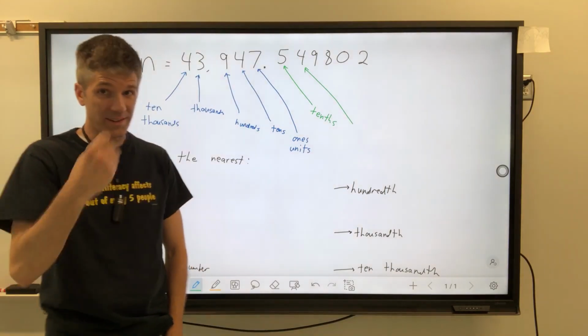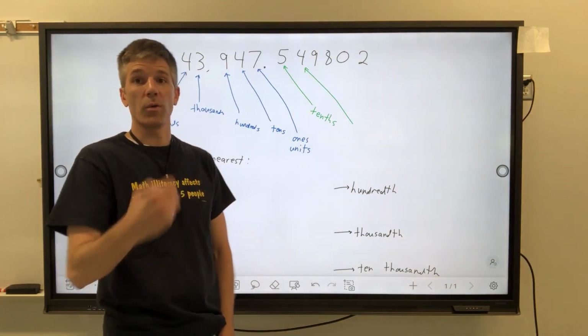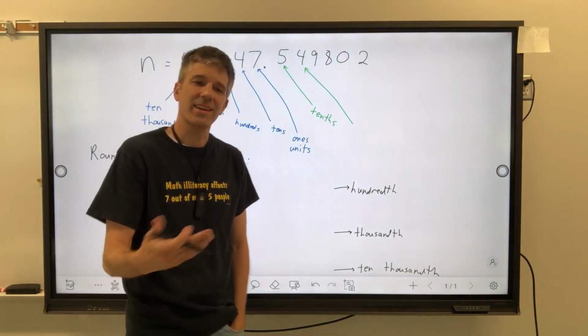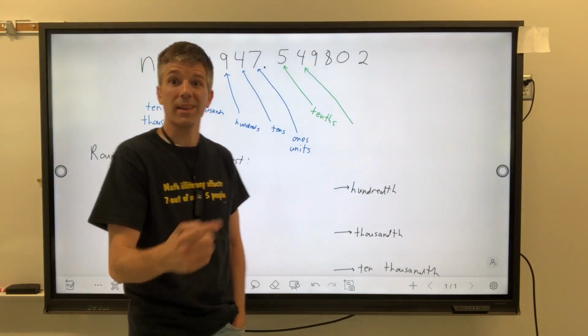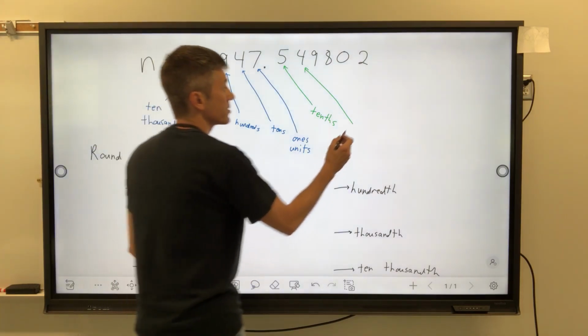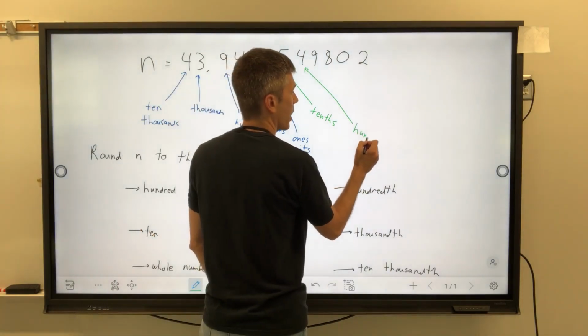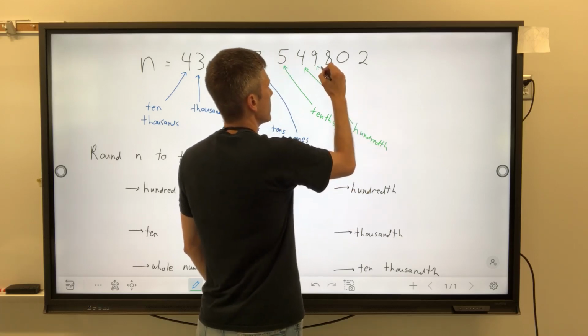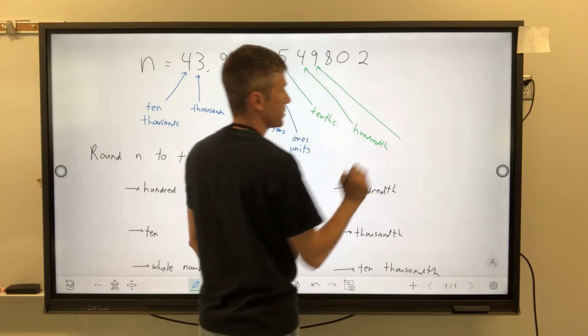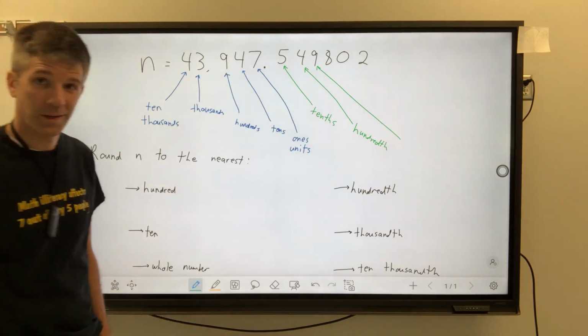1/10 of 1/10 would be 1/100th. Think about it like money. 1/10 of a dollar would be a dime. Well, 1/10 of a dime would be 1 penny. That would be 1/100th of a dollar. So this is hundredths. And then the 9 is going to be, well, written way over there because we're running out of space.